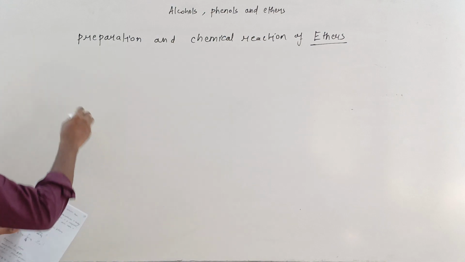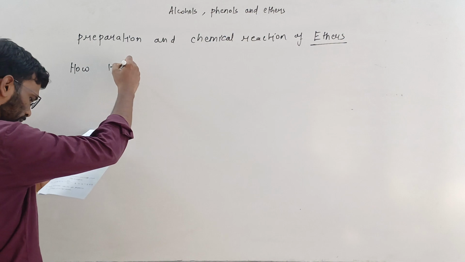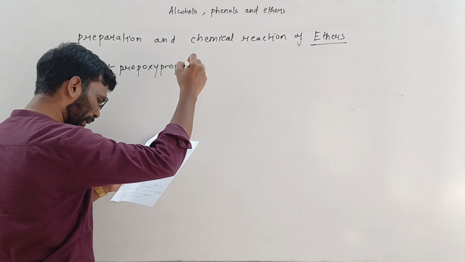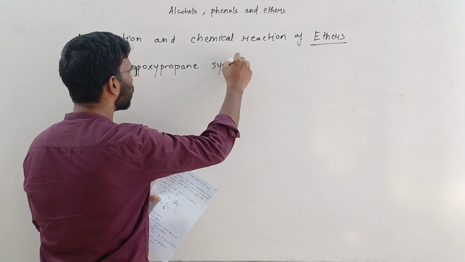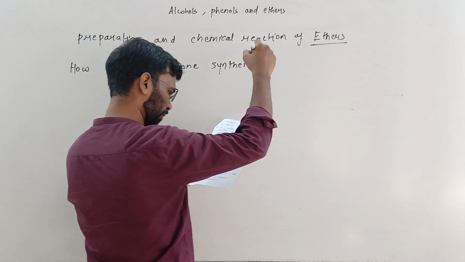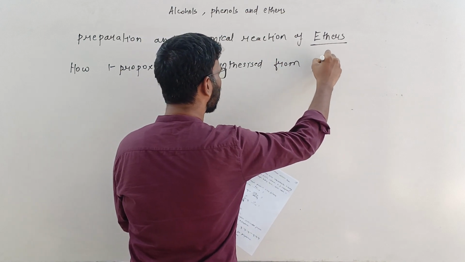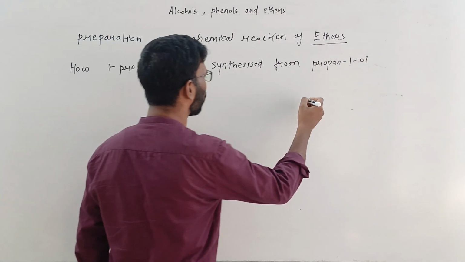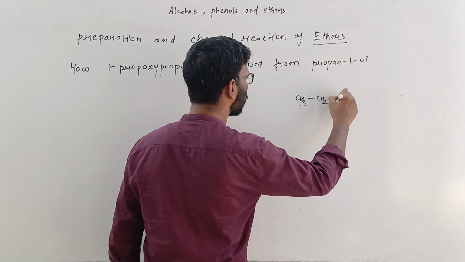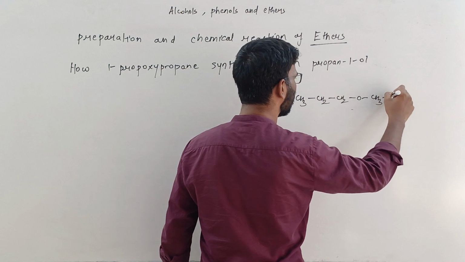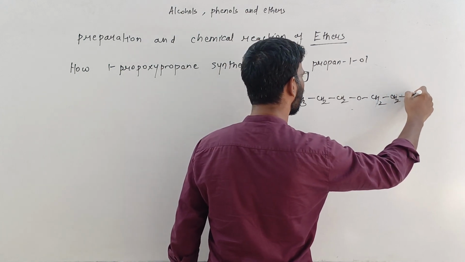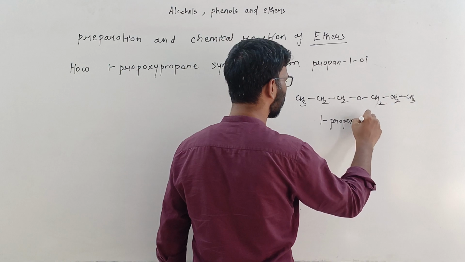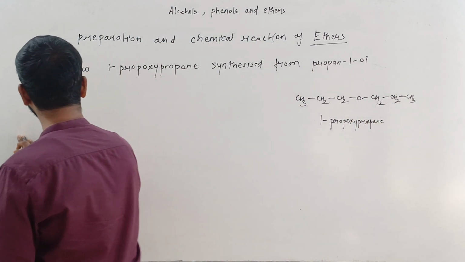We'll take one question. How is 1-propoxypropane synthesized from propan-1-ol? Okay, this is the question. It means you want 1-propoxypropane, that is CH3, CH2, CH2, O, CH3. Okay, this is 1-propoxypropane. From what do we want to get it?